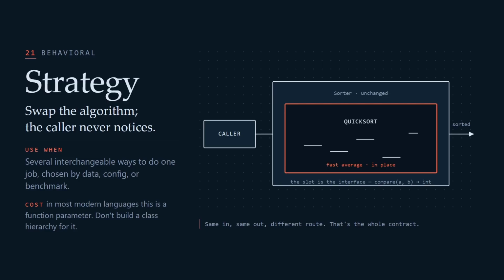Same caller, same input, same output. Only the algorithm in the slot changes. Quicksort, merge sort, counting sort. In a modern language, this is usually just a function parameter. Don't build a class hierarchy for it.